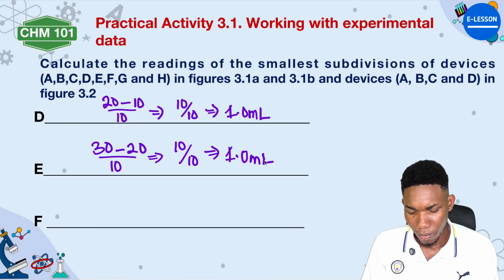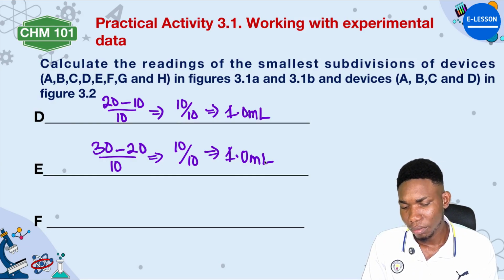Is that understood? Now, the next one, this is 1, 2, 3, 4, 5. Okay, it's correct. But why is this one now 50 milliliter and this?